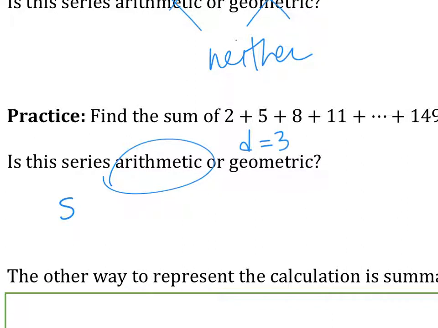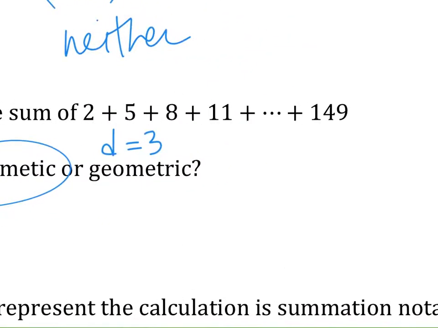So sum of n. How many numbers are there? 149? There are 149 numbers? No, it's not. You're adding 3 every time and you get to 149. How many numbers are there? Okay, Alice is banned from answering questions. So 149, the question is, what is this term number?